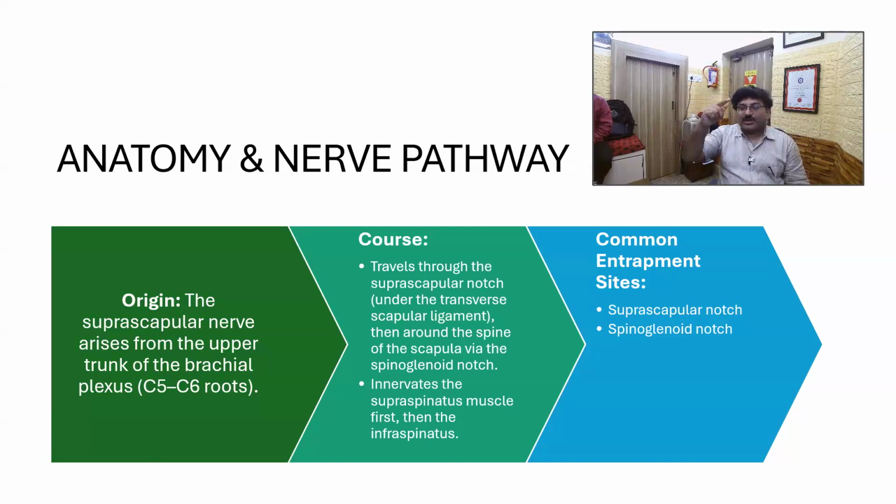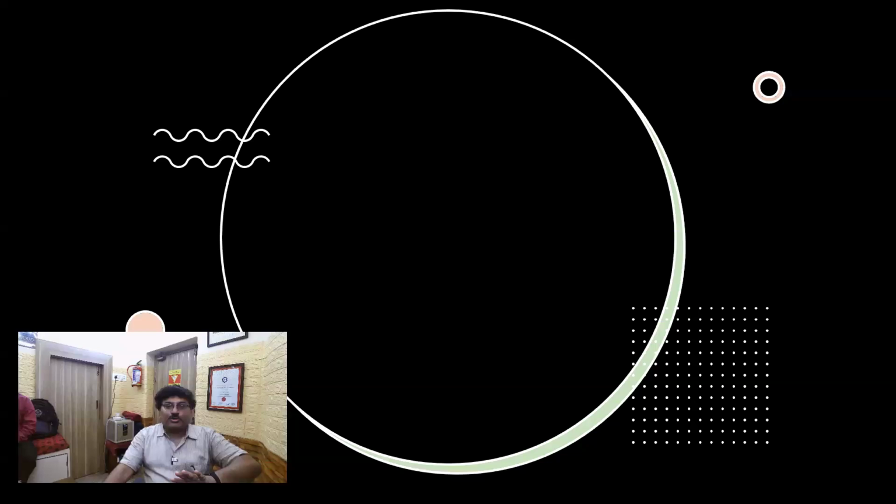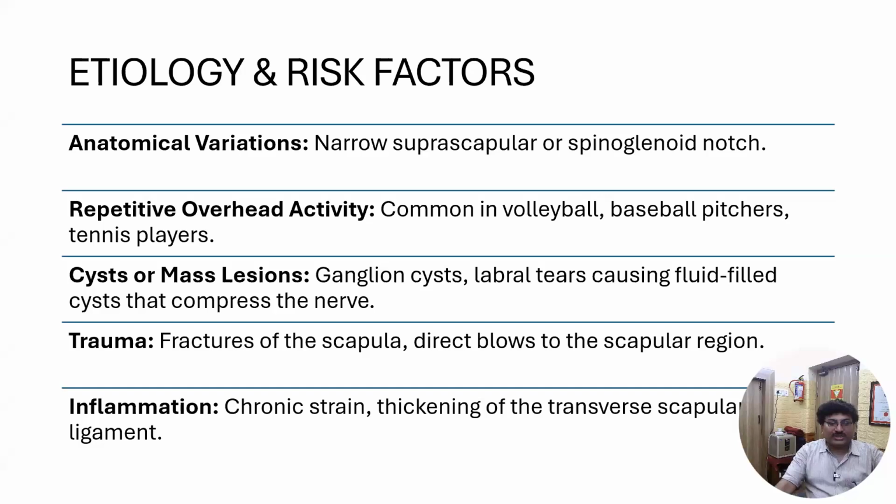Common sites of entrapment: one is the suprascapular notch and under the transverse scapular ligament, and another is the spinoglenoid notch. In both the cases, there could be possible pathology and pain at this point. The anatomy I have already shown together with the others.